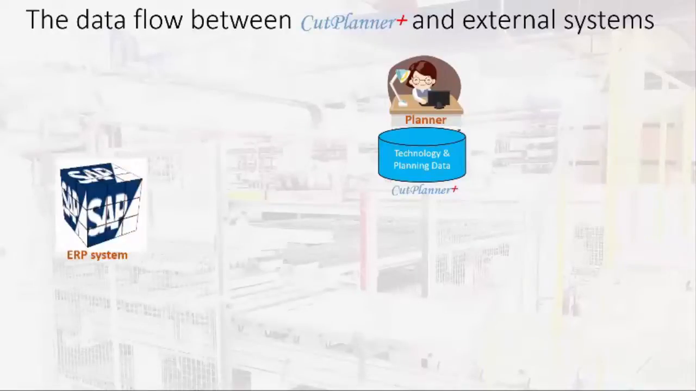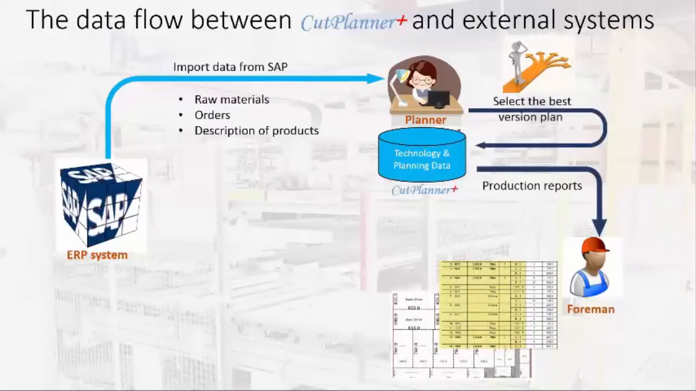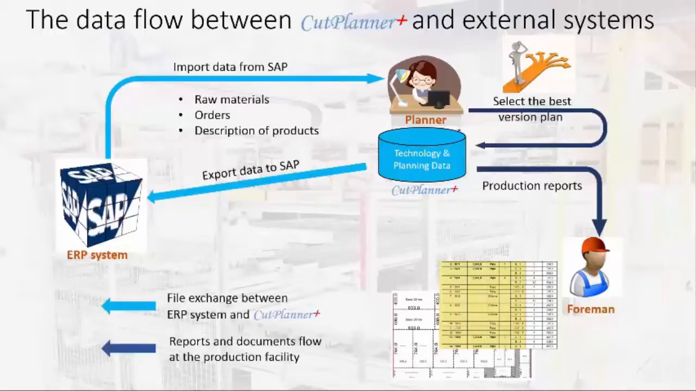CAD/PLANER Plus can be easily integrated with enterprise resource planning like SAP and the production facility. The process starts from SAP by sending in orders, raw materials, information about the products, and description of the data. The planner can select the best version of the cutting diagram plans and send the report to the former. CAD/PLANER Plus sends the confirmation of the production plan back to SAP. This concludes one planning cycle.